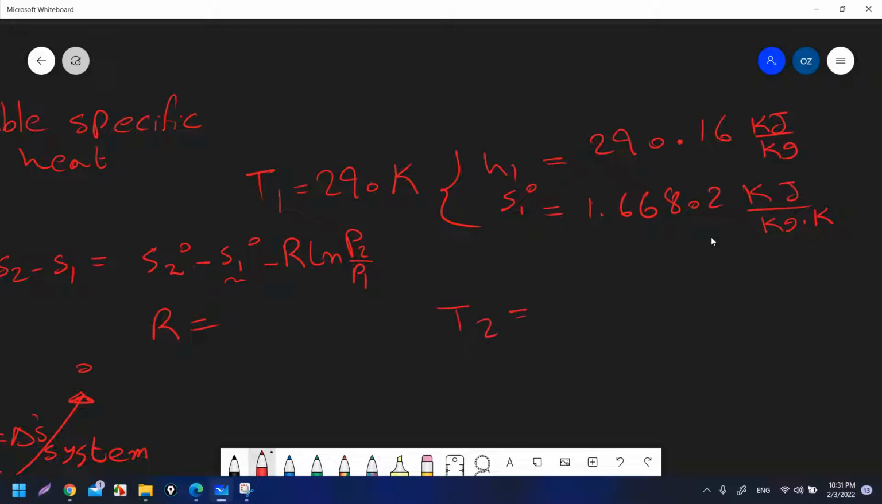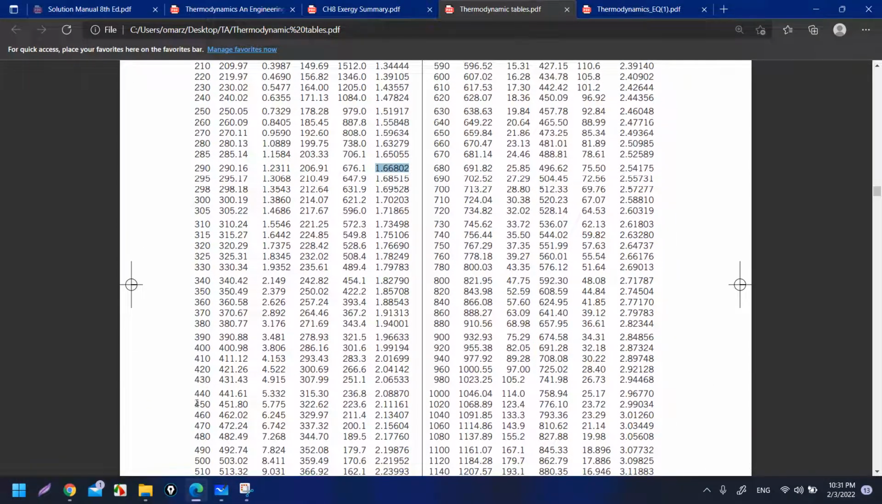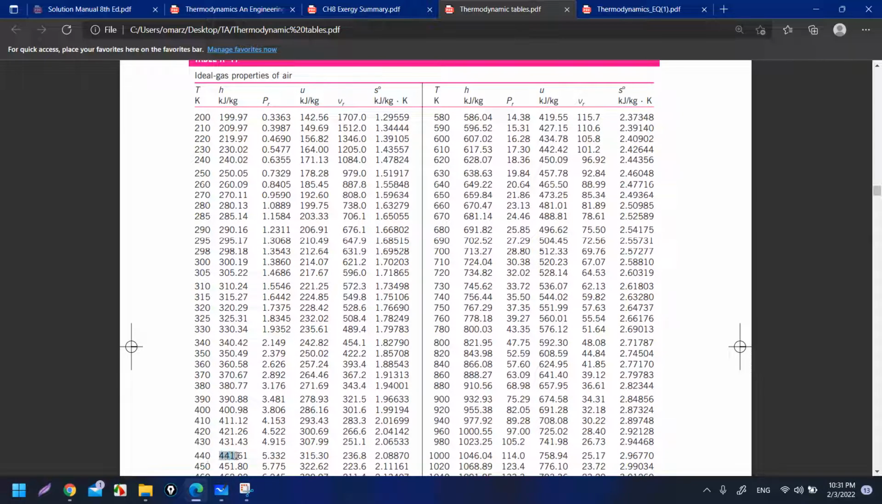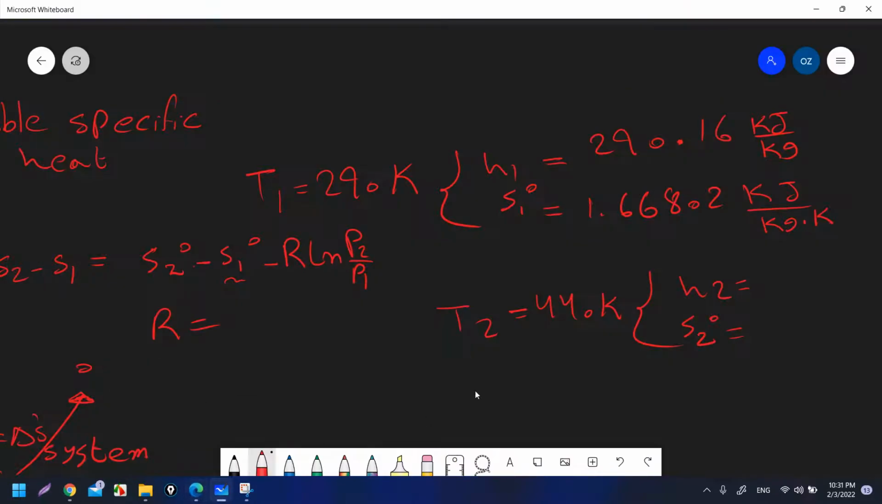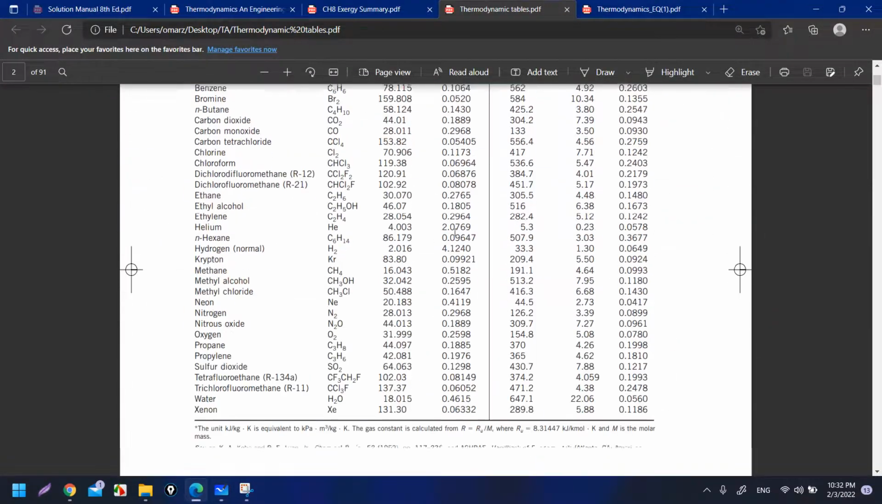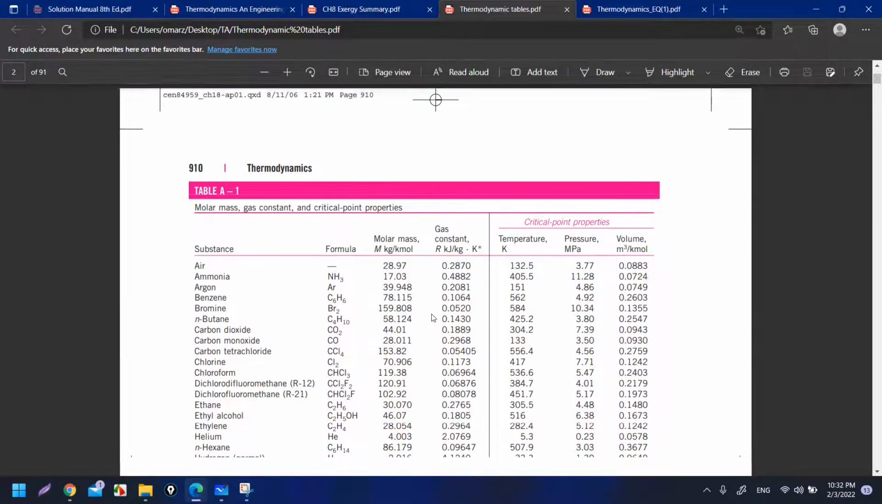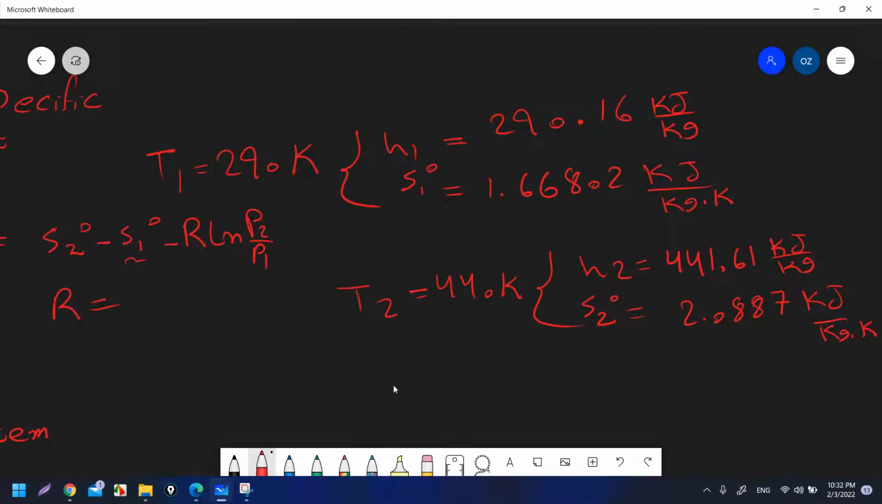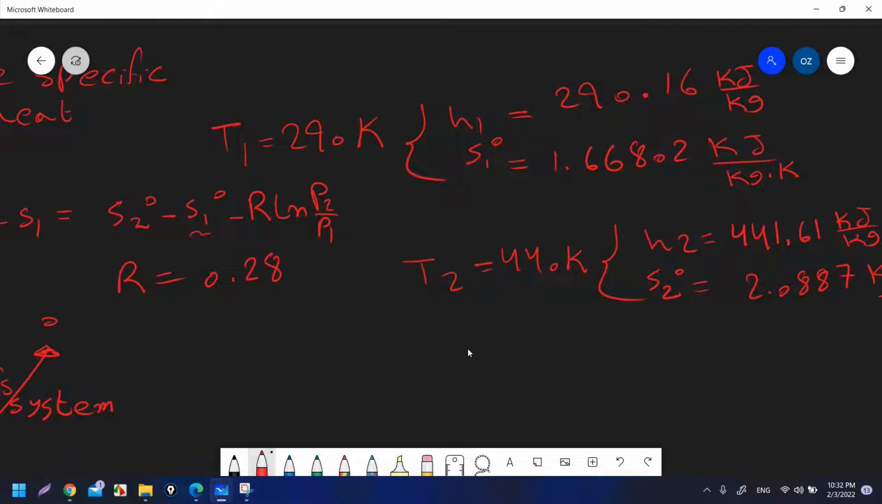For T2, it is 440 Kelvin, and I want to find H2 and S2 naught. For 440, H is 441.61 and S naught is 2.08870. So H2 is 441.61 kilojoule per kilogram, and S2 naught is 2.0887 kilojoule per kilogram Kelvin. For R, I will go to table A1 or A2a. I have air, so R is 0.287, the unit of specific entropy being kilojoule per kilogram Kelvin.